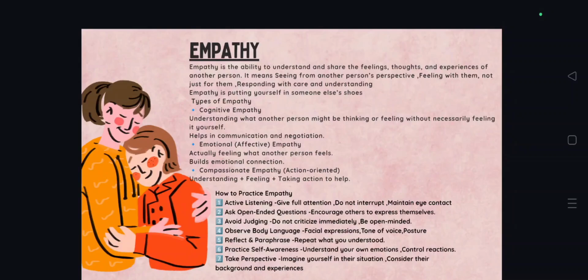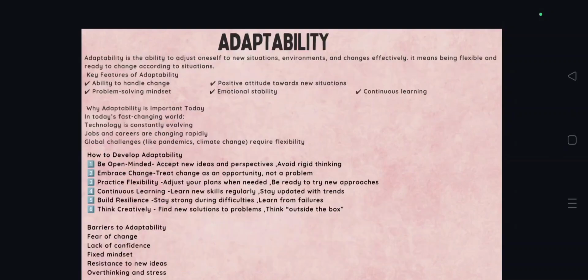So empathy is a little deeper level emotion, which means the ability to step into someone else's shoes, understand and share feelings, thoughts, experiences of another person. And there are also some ways to practice empathy. You have to remember these. So empathy is this. Next life skill, an important life skill, is adaptability.